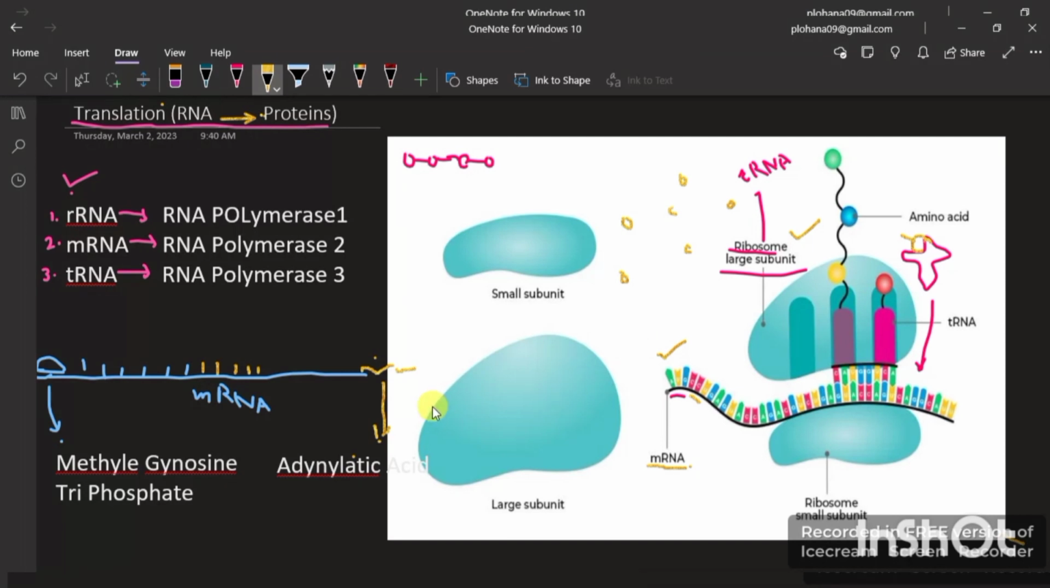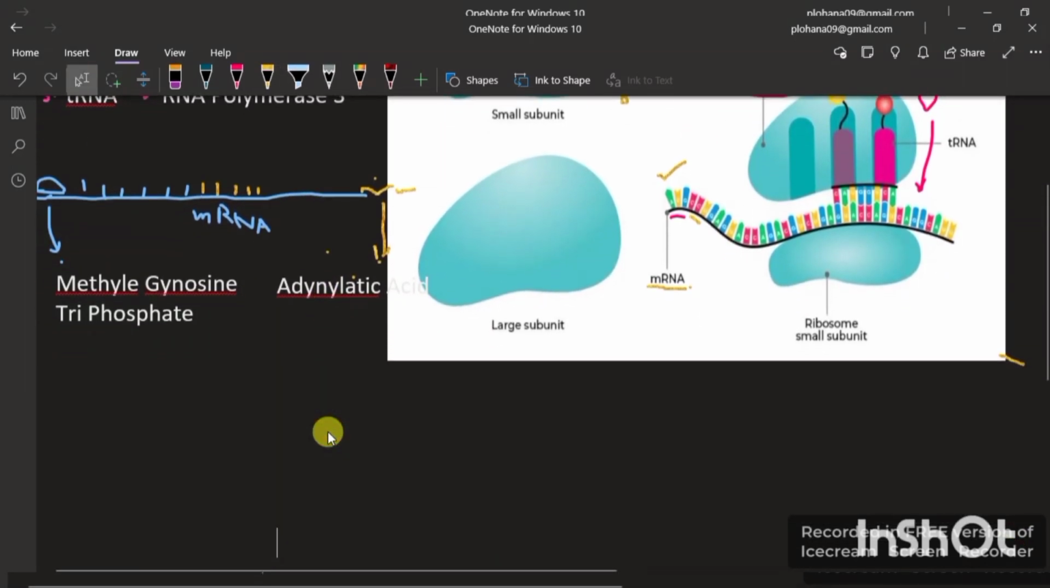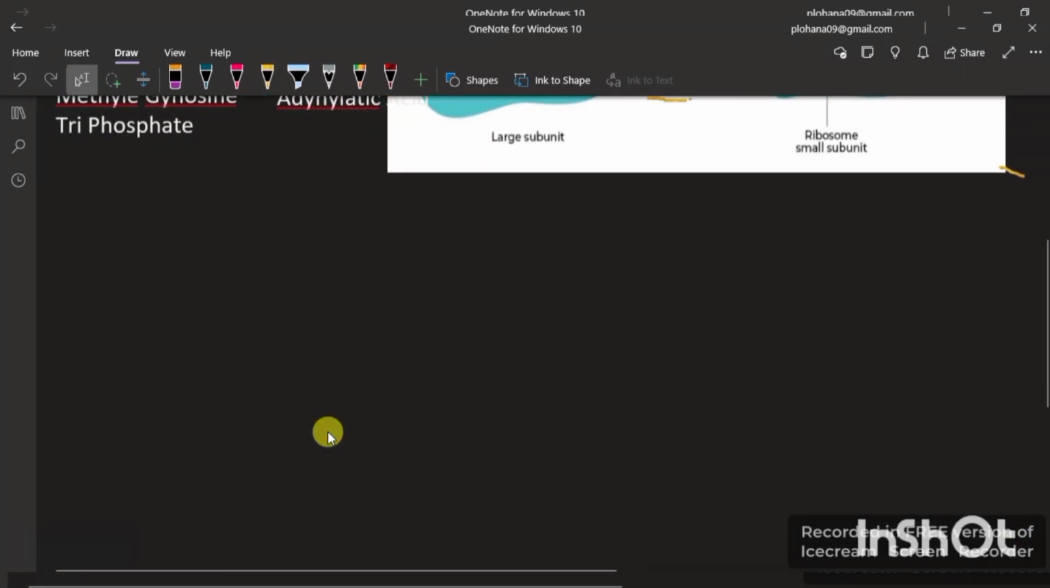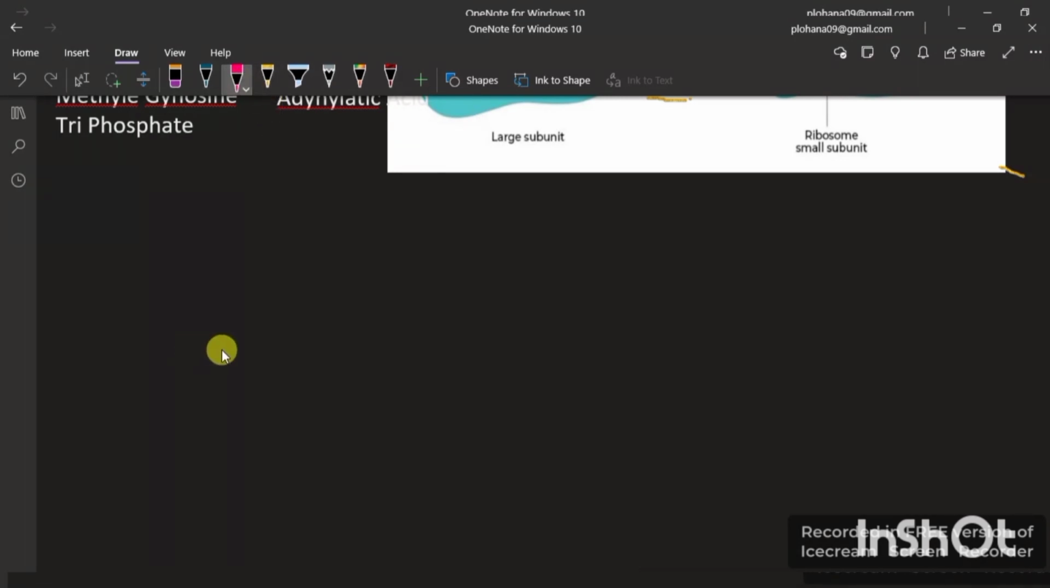So now we are just going to see with the help of a diagram, which I'll be making. Alright, what I told you basically. As I told you, this is what? This is mRNA, which has a cap of methyl guanosine triphosphate. It has a tail, alright, and it has what? It has information about the particular amino acids.